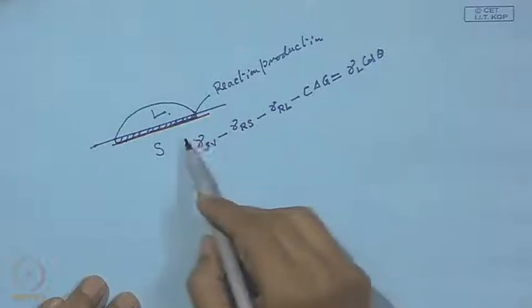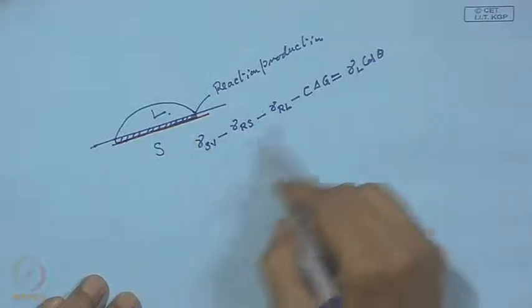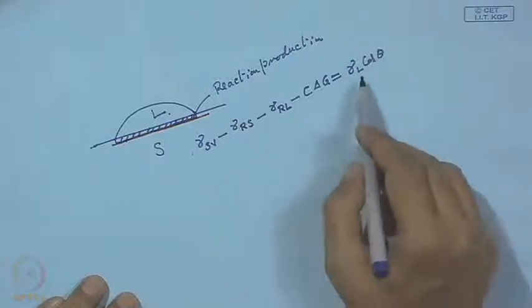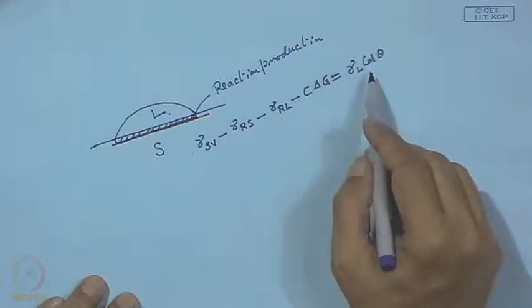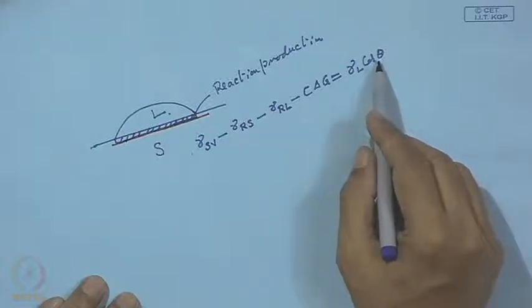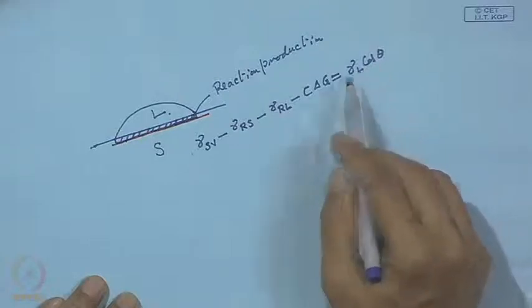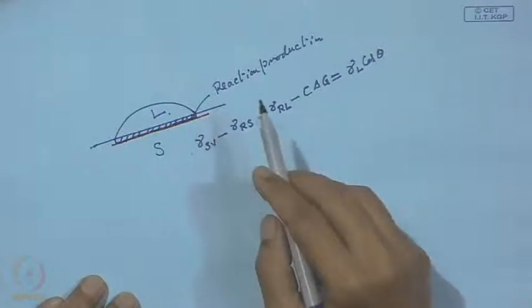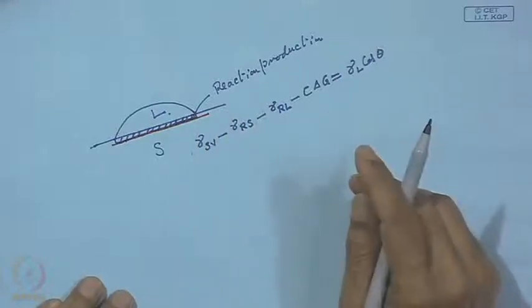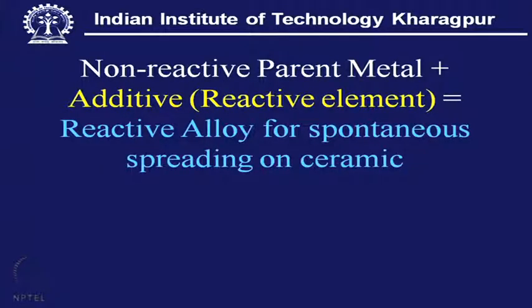Now, this is actually a reactive metal plus that reactive element, and it becomes one alloy which is supposed to react on this surface producing this reaction product, and as a result of this, this equation may be followed. As a consequence of this reaction, we can find that the theta value will be improved. That means the theta value will be further reduced because of this promotion of the chemical reaction. So, this will lead to spontaneous spreading on ceramic.